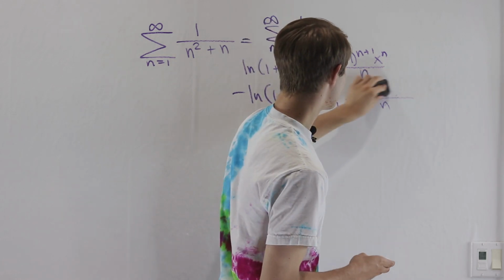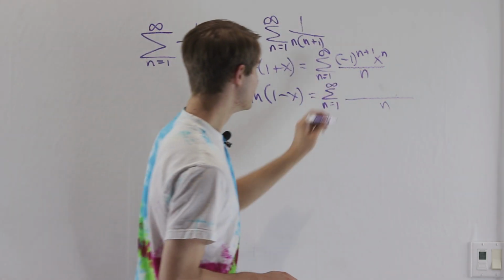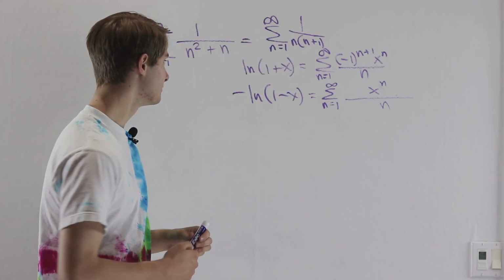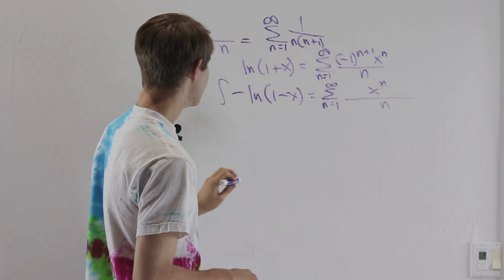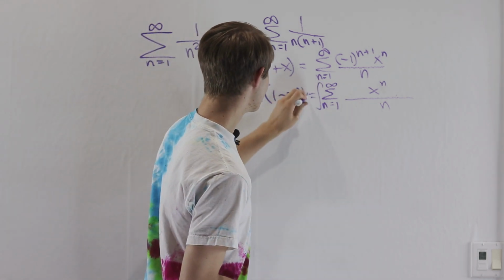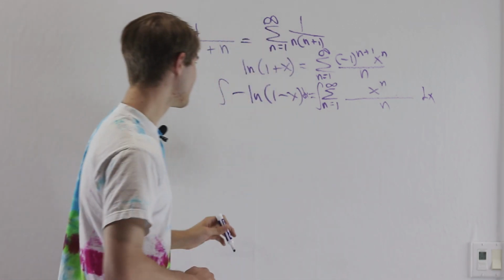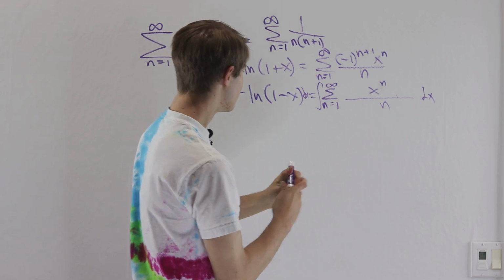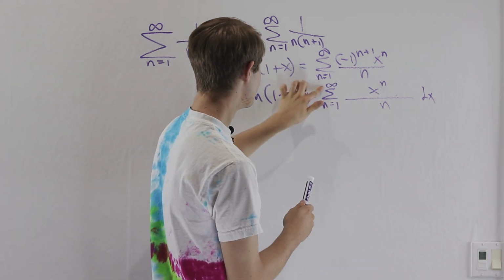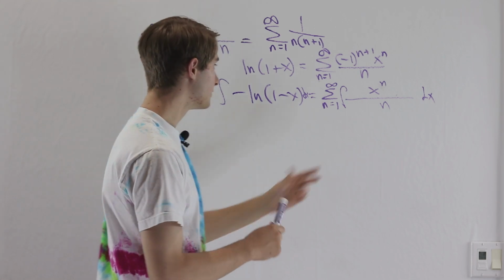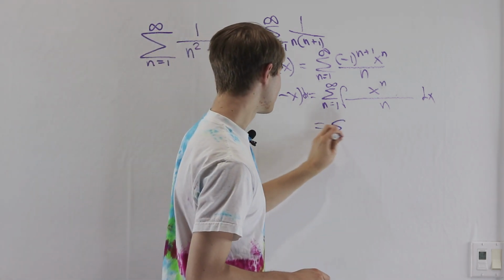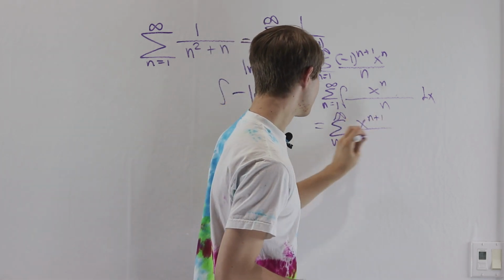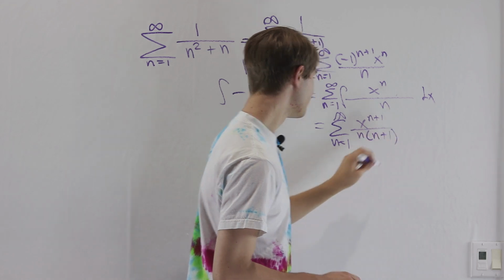So then all we're left with is the sum from n equals 1 to infinity of x to the n over n. Now let's take the integral on both sides. So we integrate the negative natural log of 1 minus x dx, do the same on the other side. So what we're going to get over here, we can use Fubini's theorem to switch the sum and the integral. So we bring this integral all the way to the inside, and then 1 over n is just a constant. So we're going to get the sum from n equals 1 to infinity of x to the n plus 1 over n times n plus 1.